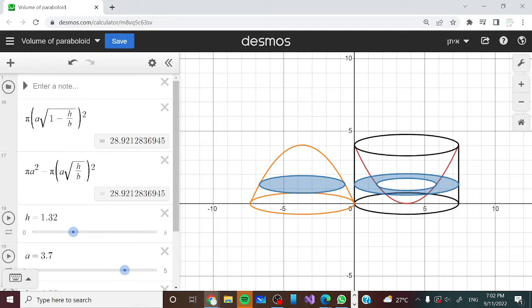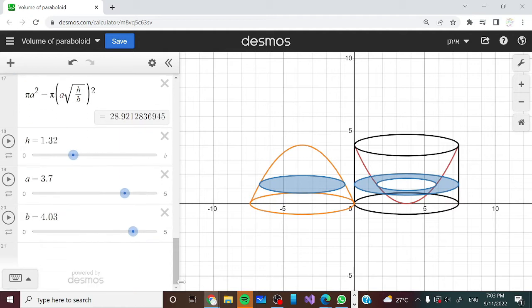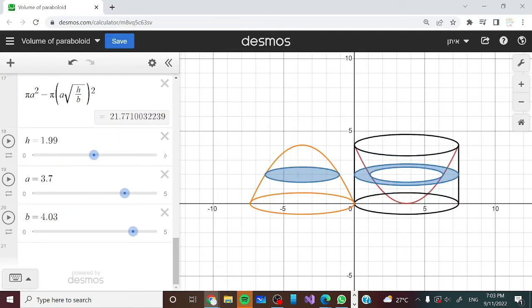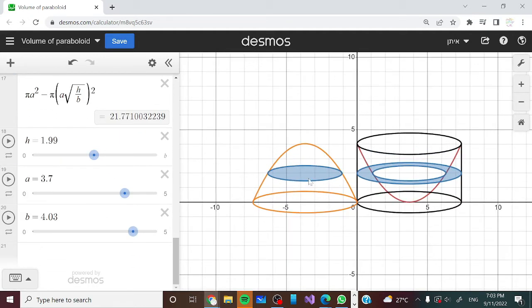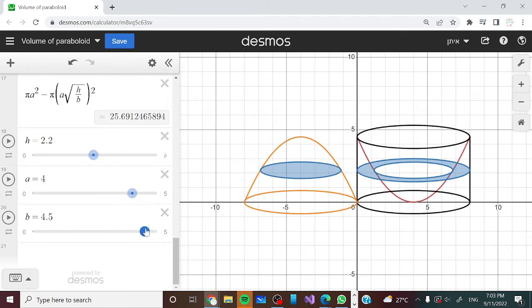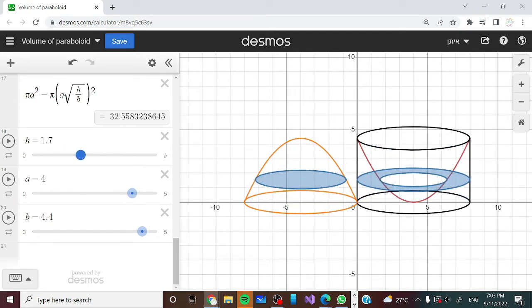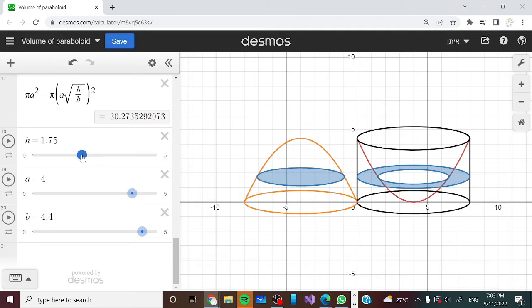Okay, there are a couple of details here, but the parameters to change are A, which is the radius of the base of the paraboloid, B, which is the height, and H, which is the height of the cross section you're taking. So those are the three parameters you're working with here.